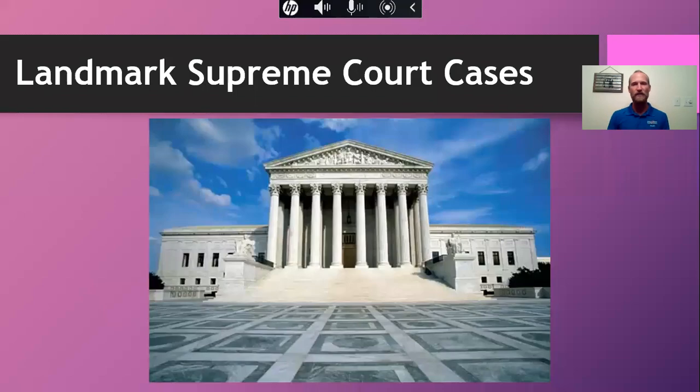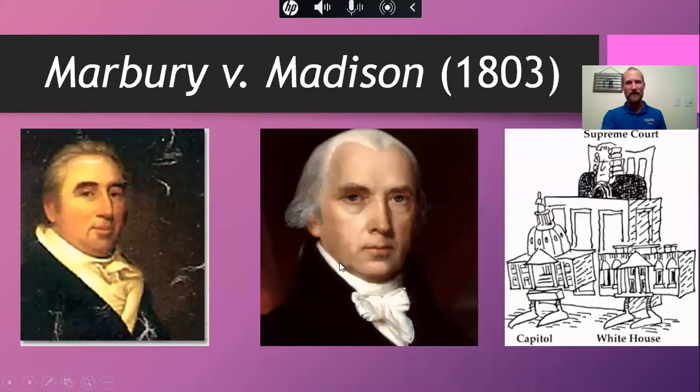We're almost there. So today I'm going to review our first landmark Supreme Court case that you guys read about this week. The word landmark refers to something that's significant or important. So these court cases are so significant, so important because they left a huge impact on our government and on our country as a whole. These court cases literally changed the way our country operates. So the court case we read about this week was Marbury versus Madison.